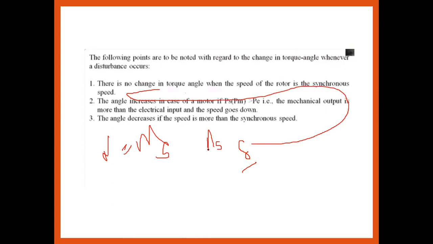Second point, if the angle increases in the case of a motor, the rotor will retard. Means if the angle increases in the case of a motor, then Pm should be more than Pe, the mechanical output is more than the electrical output, and the speed goes down. If the angle increases, the speed goes down, but if the angle decreases, then the speed should be more than the synchronous speed. So these are all the observations we drew from the single machine connected to the infinite bus system application.